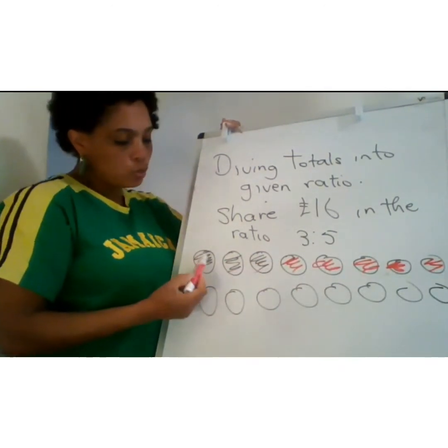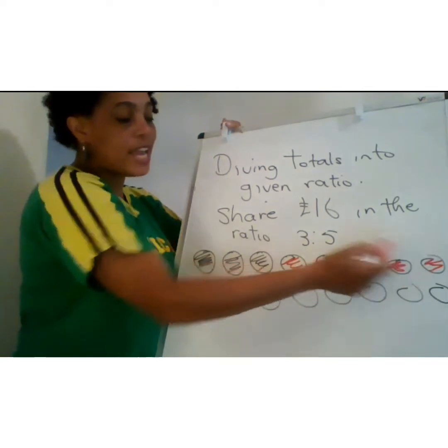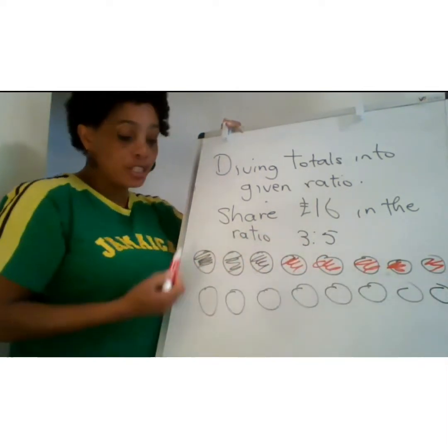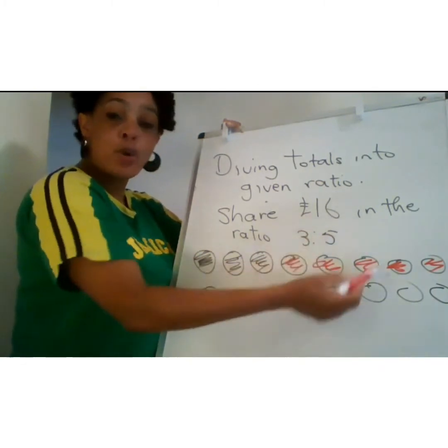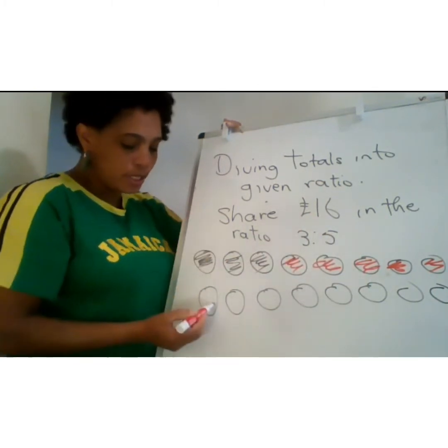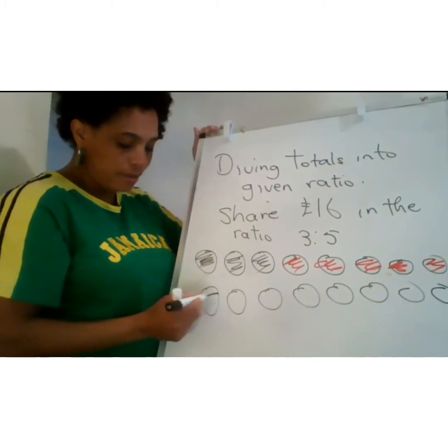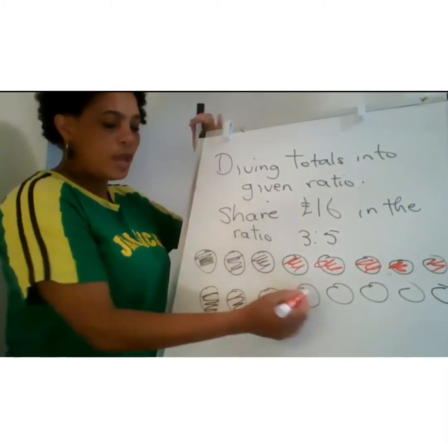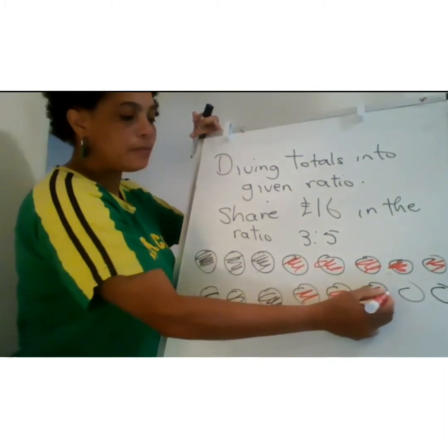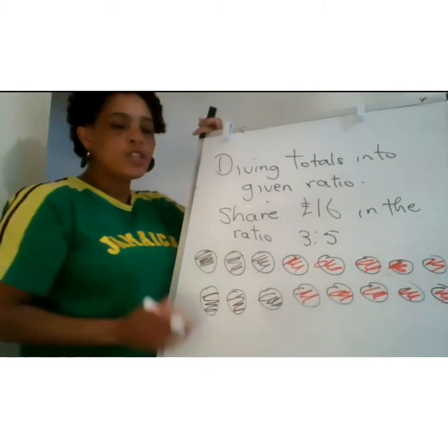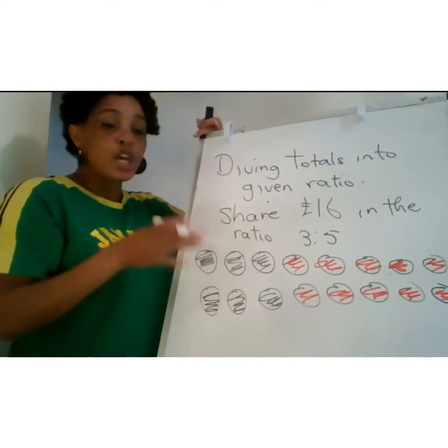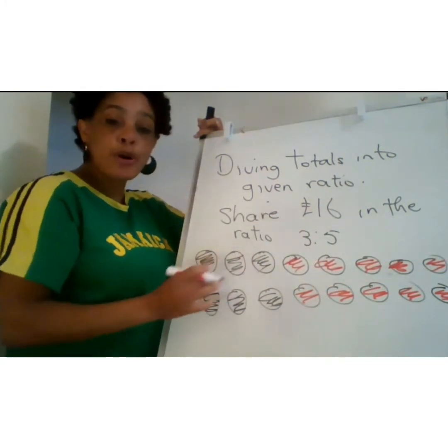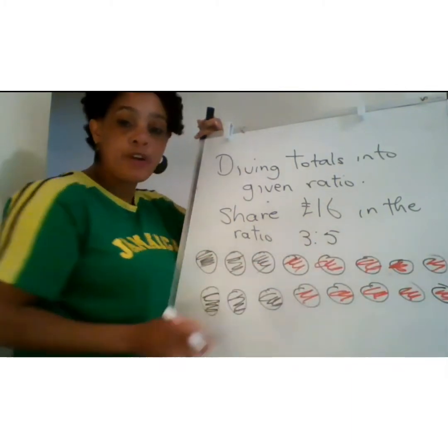So if you notice 1, 2, 3, 4, 5, 6, 7, 8. There are 8 parts in total right there. And of that 8 parts, I'm giving one person 3 and one person 5. Let's do it again. So 3. And the next person gets 5. So this is what that really means. Out of every 8 parts that I have, I'm giving one person 3 and the other person 5.